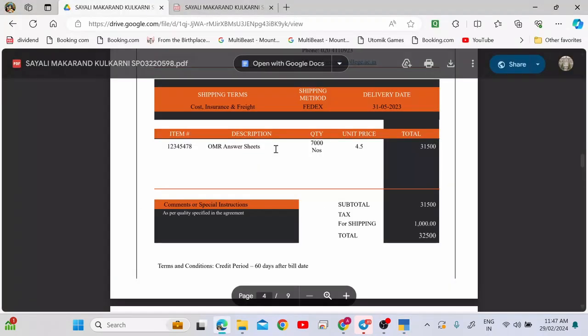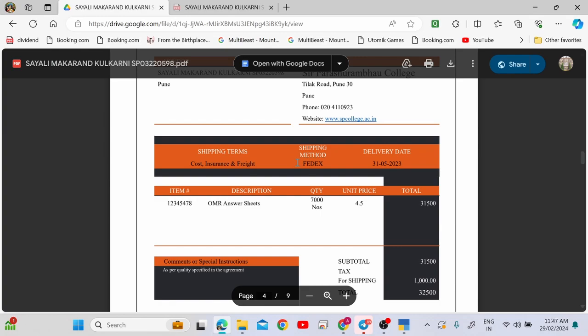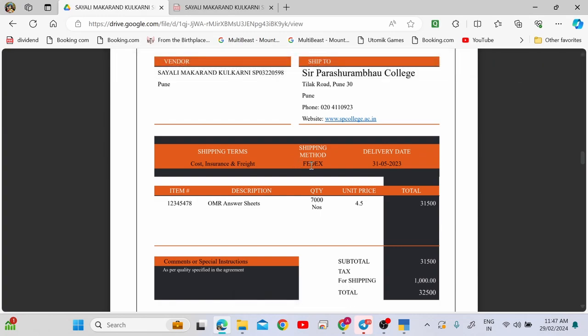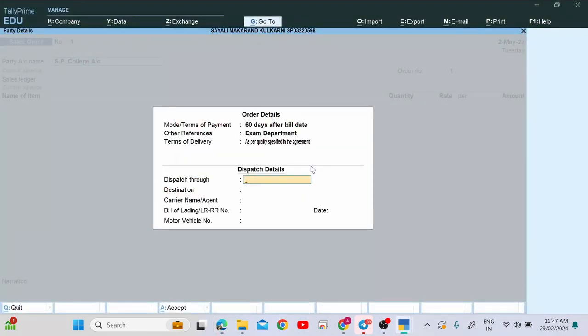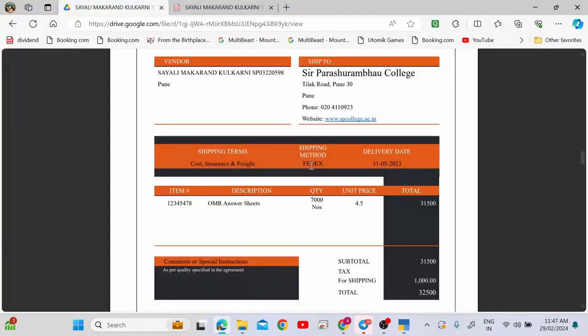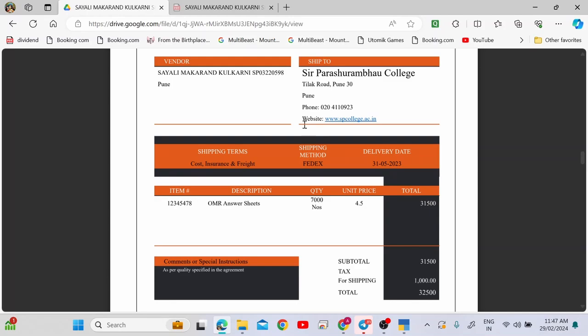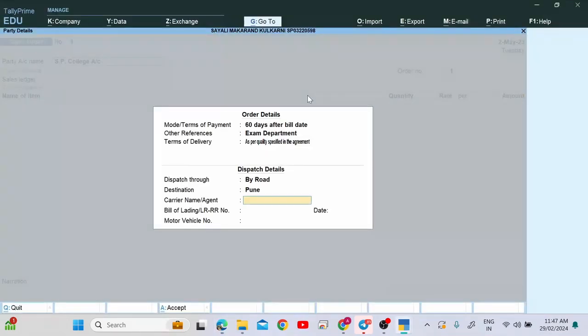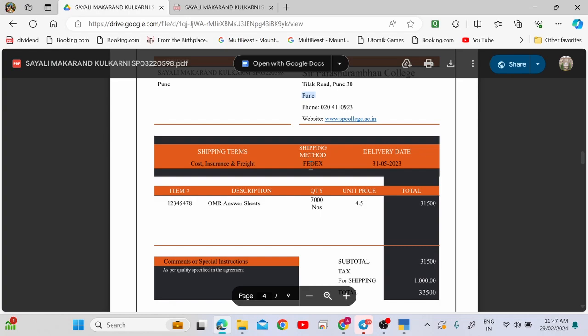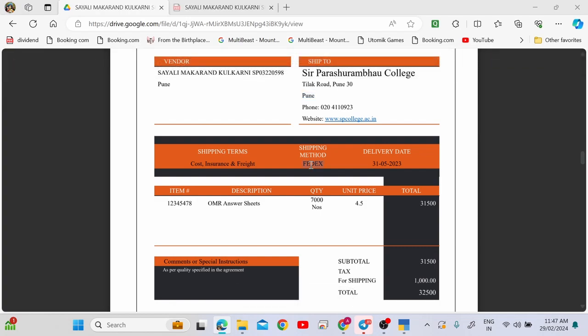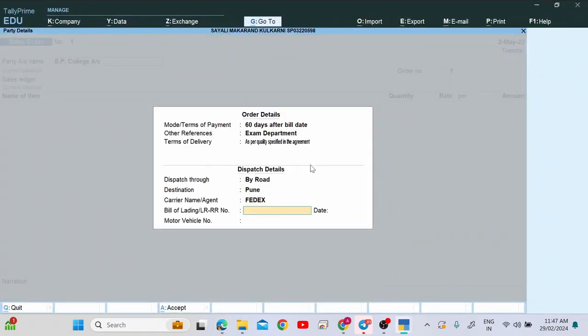तो डिस्पैच थ्रू कैसे करना है आपको डिस्पैच? हाँ, रोड से करना है, एयर से करना है, तो हम इधर लिखेंगे बाय रोड. डेस्टिनेशन किधर भेजना है ये आपको, ये एसपी को किधर चाहिए, शिप टू किधर बोला है एसपी ने, पुणे में बोला है, तो ये पुणे आ जाएगा. कैरियर और एजेंट नेम कुछ है क्या, ये कैरियर का नेम है हमारे पास फेडेक्स का, तो फेडेक्स लिखेंगे.